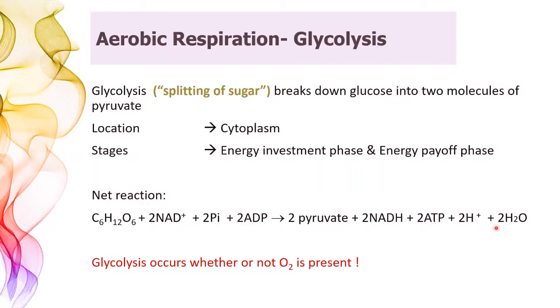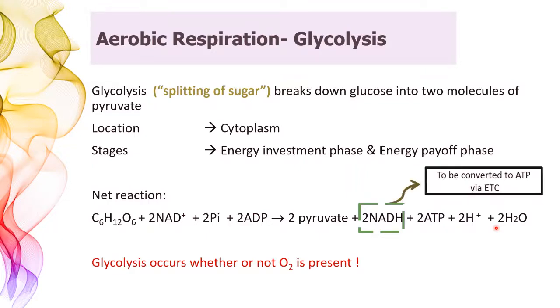The NADH will need to enter the mitochondria to go to the electron transport chain to transfer electrons. This will then generate ATP. The only stage that will happen with or without oxygen is glycolysis.